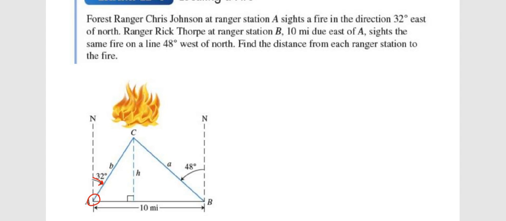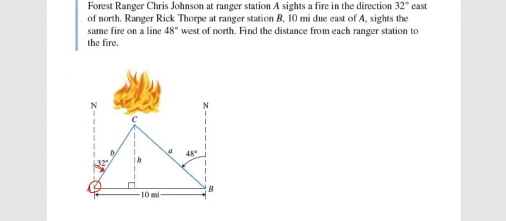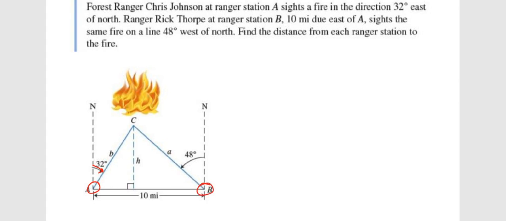Okay, so Ranger Rick Thorpe at Ranger Station B, that's over here, is 10 miles due east of A. Why did they say A? Why don't they say Forest Ranger Chris Johnson? Okay. He sights the same fire on a line 48 degrees west of north. Obviously, you can see in the picture how they drew that out. Find the distance from each ranger station to the fire. So they want side A and side B.